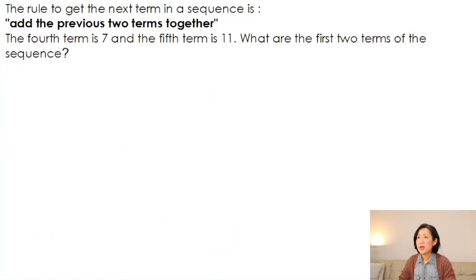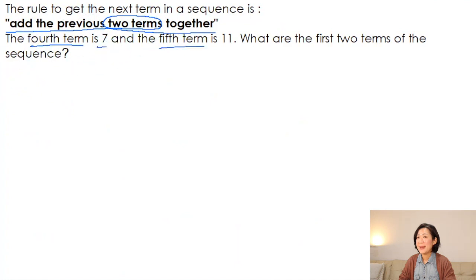So you've got a sequence that is not a diagram, it's not a number. It just gives you a sentence: add the previous two terms together. Then it gives you a part of the sequence, right? This is the most important bit.